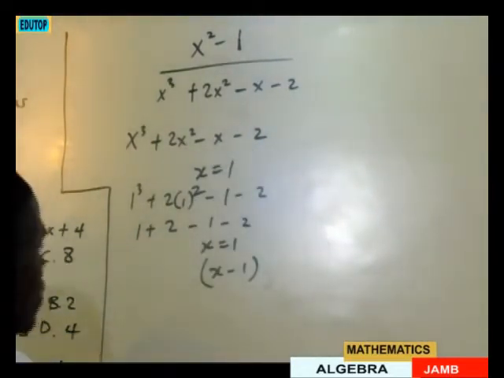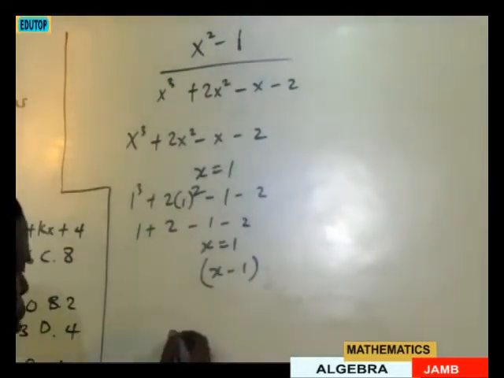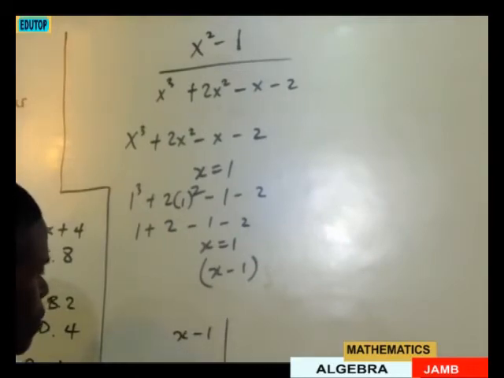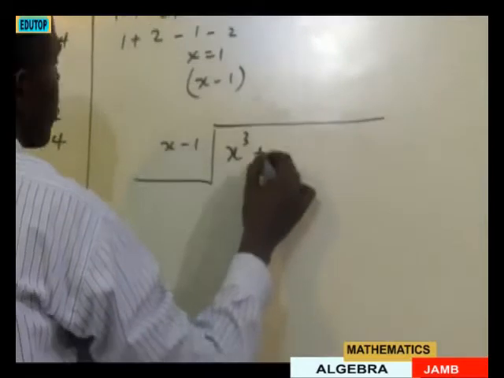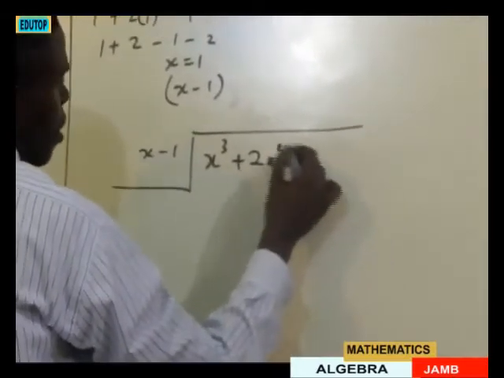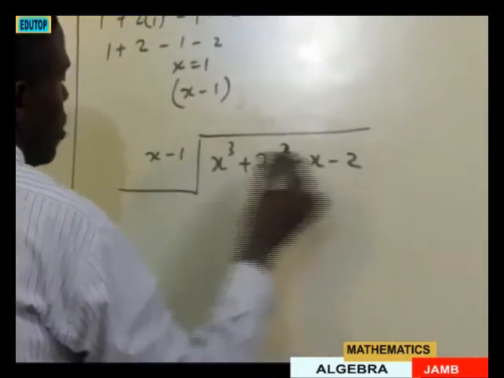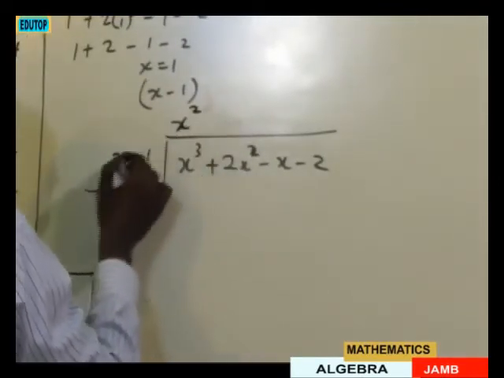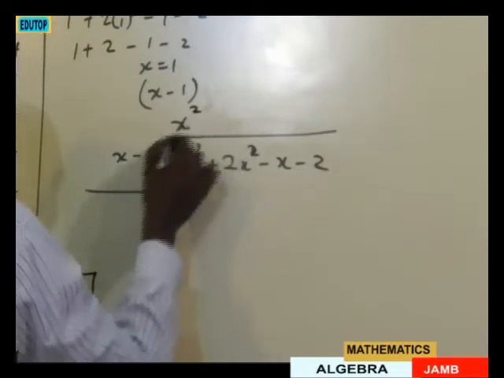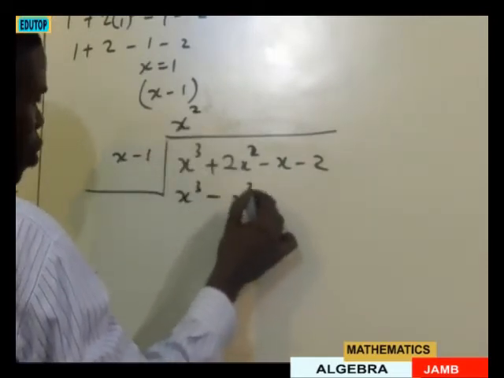Look at the way I go about it. Since I have gotten x minus 1, I will now resolve to what? Long division. Put this polynomial inside. This divided by this, x squared. Use this x squared to multiply these two terms. This time this x cubed, this time this minus x squared.